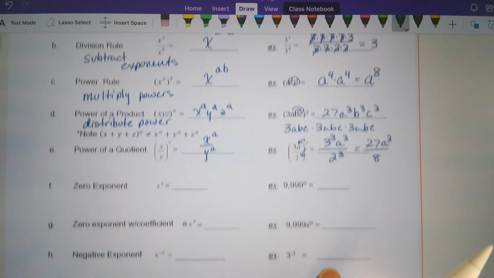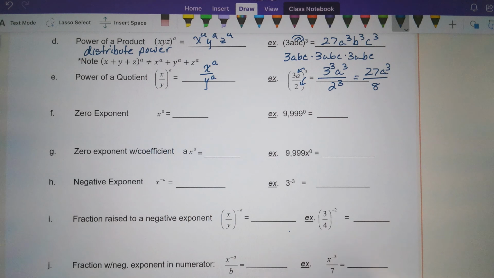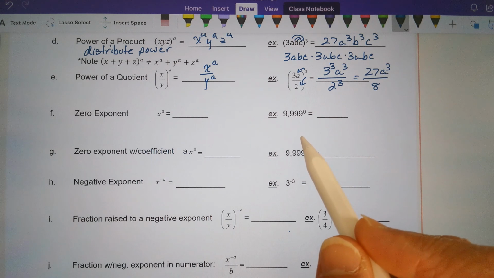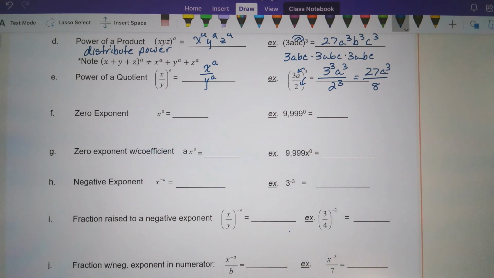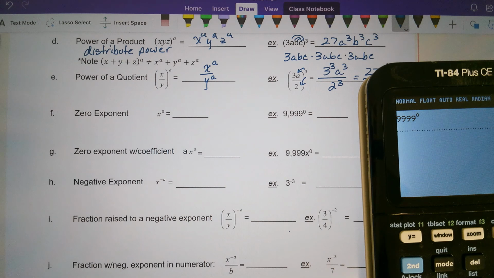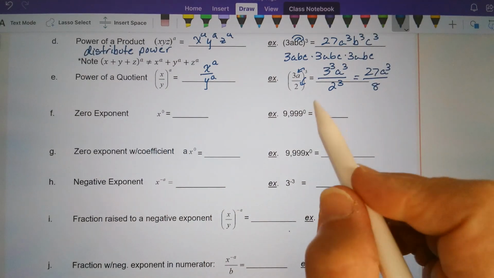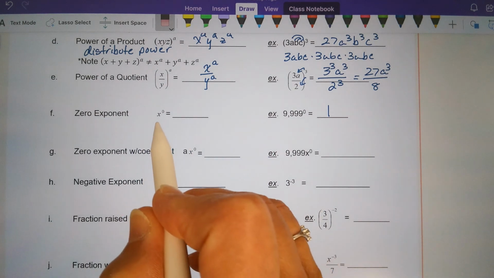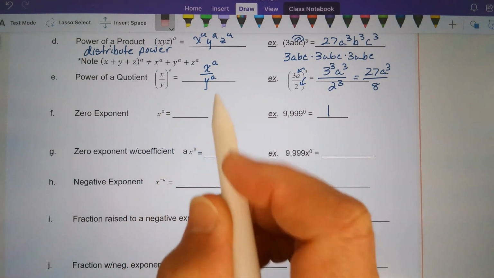Next we have zero exponent. So 9,999 raised to the 0 is, you could put it into the calculator if you wanted to, which I just did. It's 1. Anything raised to the power of 0 is 1. So x to the 0 is 1.